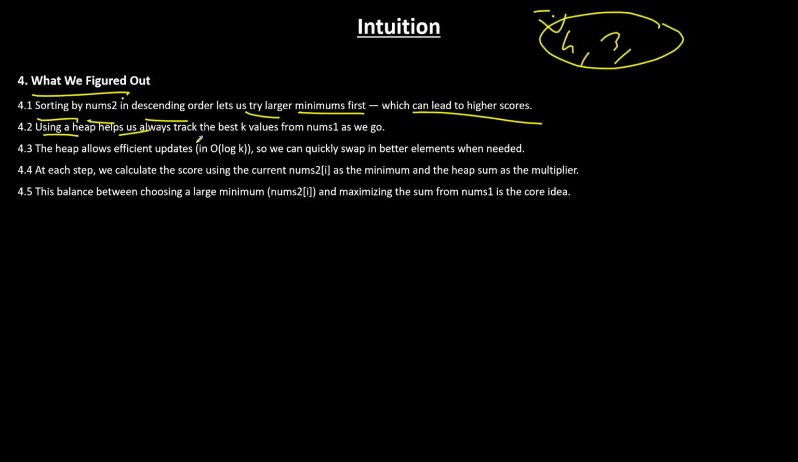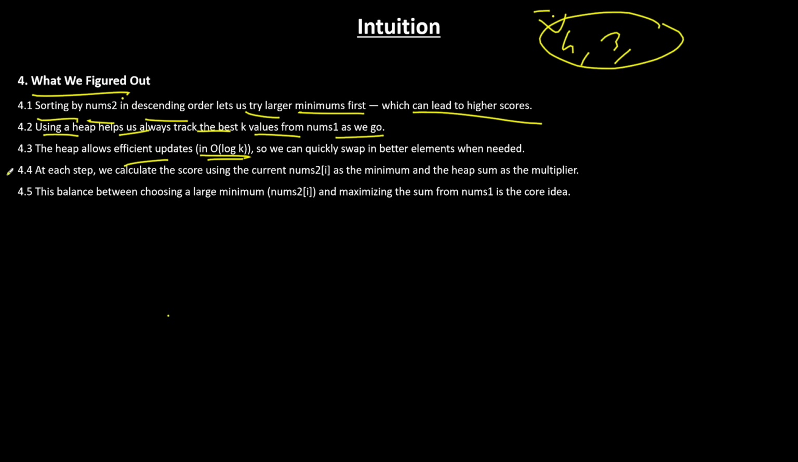Using a heap helps us to always track the best k values from nums1 as we go. In a min heap, we always store the values in ascending order and we pop the zeroth element from it. So every time we pop the minimum element and we put in a new one. Because of that, we get a better combination each time. The heap allows efficient updates in log k time. Since we are using a min heap, and if we understand the concept of a min heap, it usually takes log k time to do its operations.